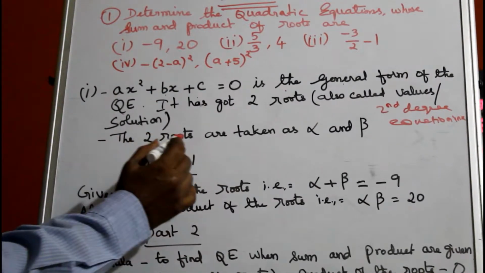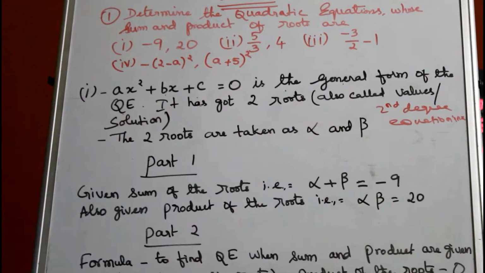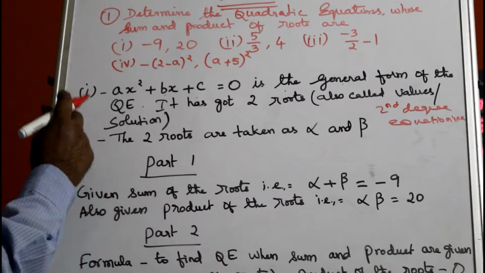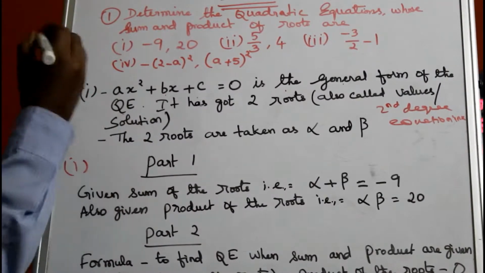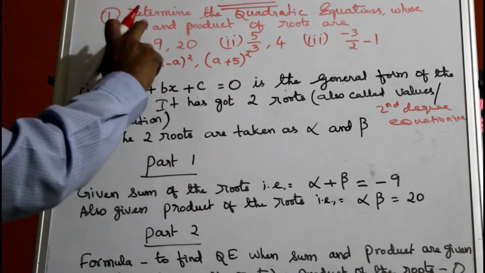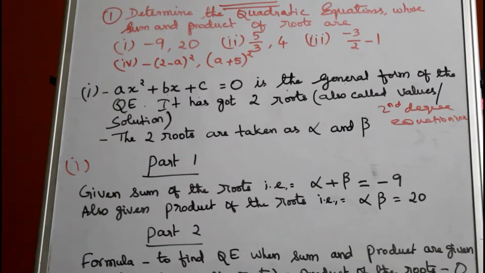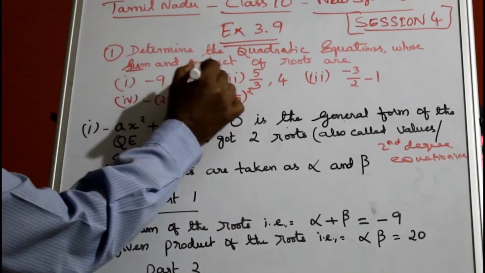And generally the two roots are taken as alpha and beta. These are nothing but Greek letters, I think. Now the sum, we are doing the first sum. So first sum it says, determine the quadratic equation. We have to find the quadratic equation. Sum and product are given.